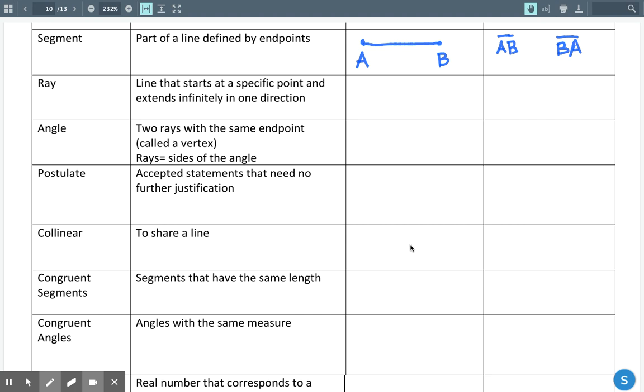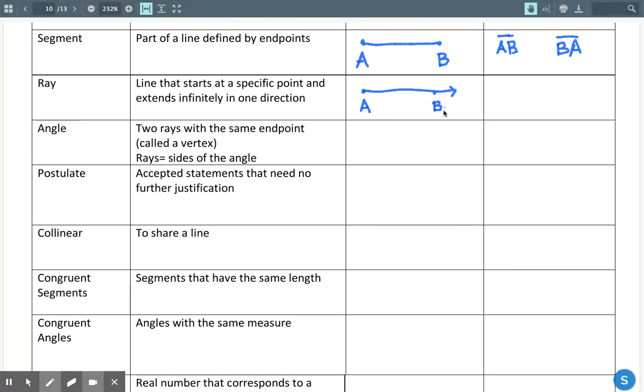A ray is kind of combining the two. It's a line that starts at a point. So let's say it starts at point A, and then it just goes on forever. So I can still have two points that it goes through, as such, but it's going to continue on forever just in one direction.